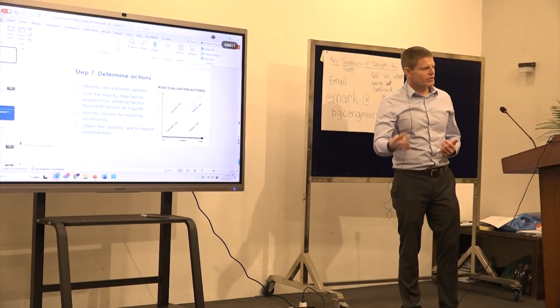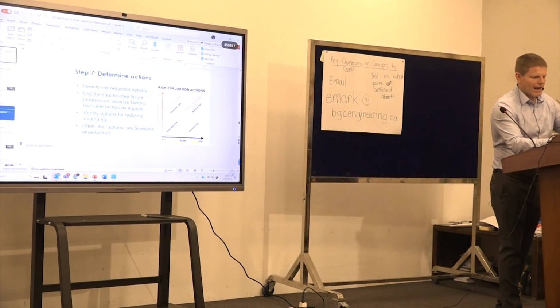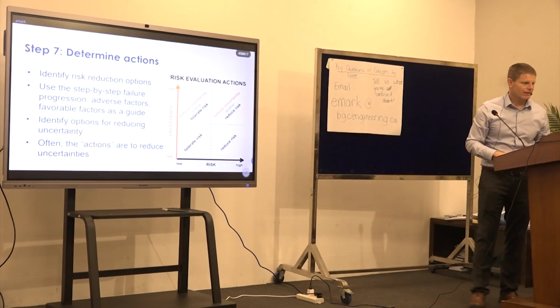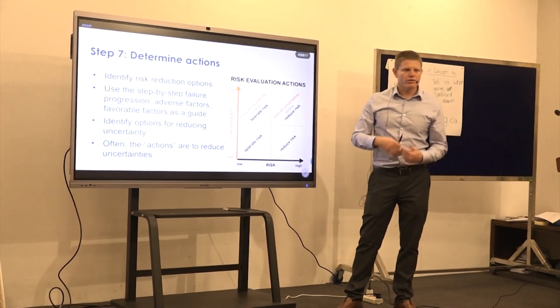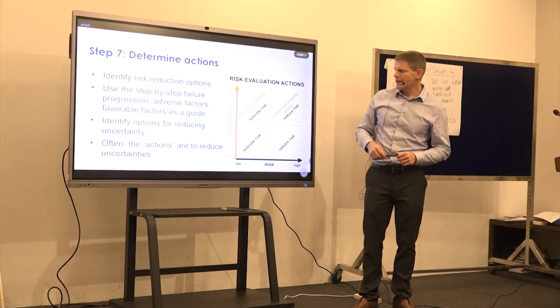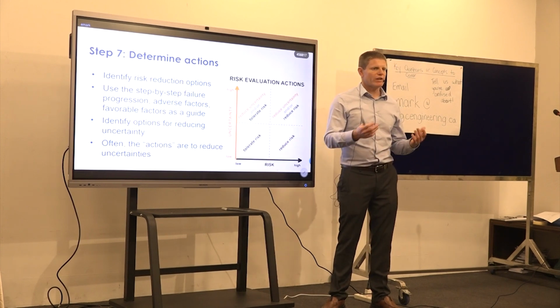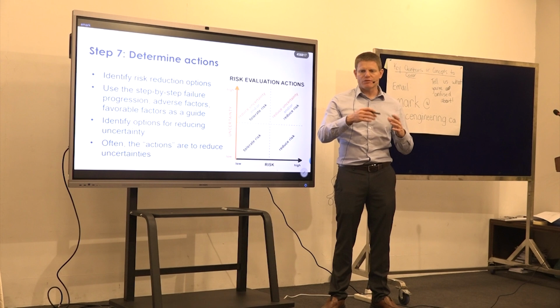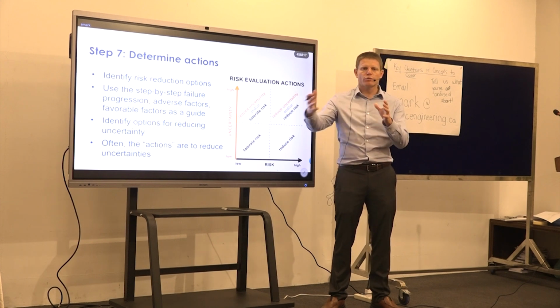You've thought about your uncertainties. The next step is to determine what actions you are going to take. So you have to identify which risk reduction options you are going to actually apply. Sometimes you're going to apply actions that reduce risk. So for example, sometimes you're going to design a better filter or install a better filter. That would be an action that costs money to reduce risk.